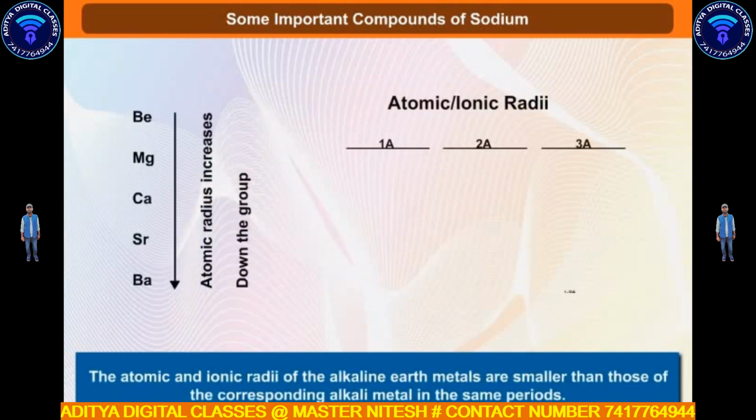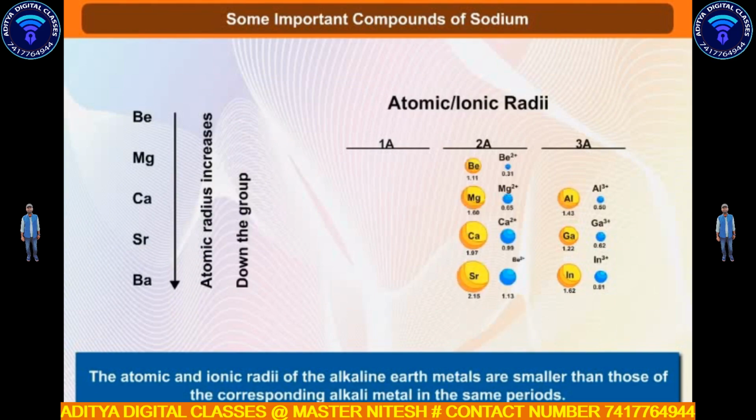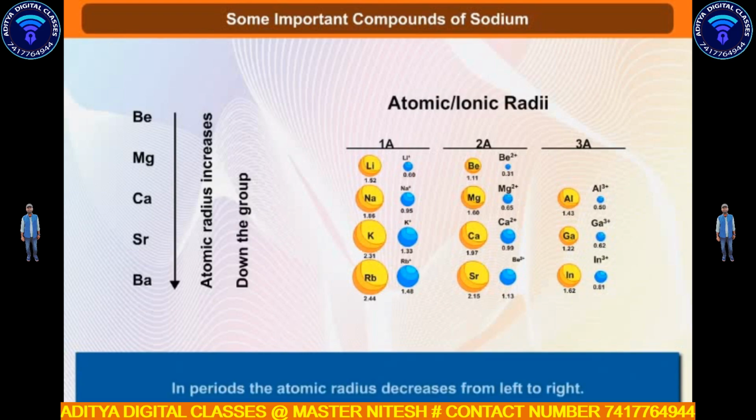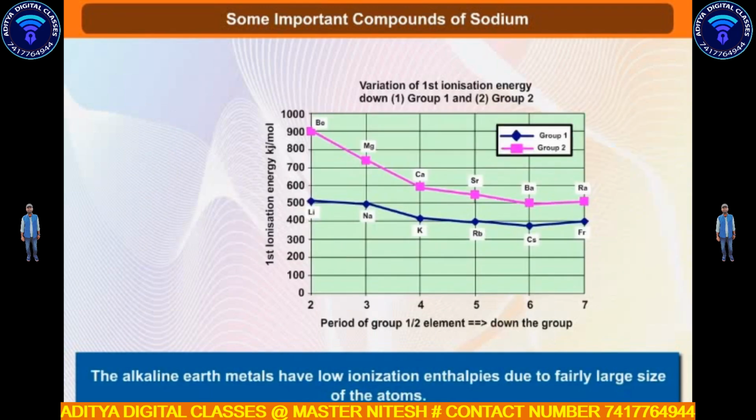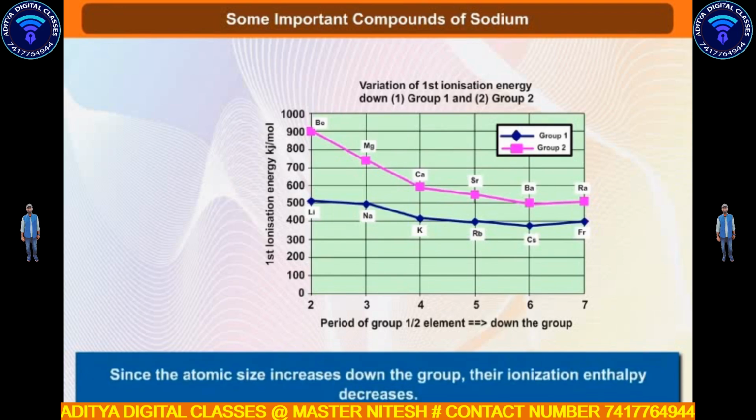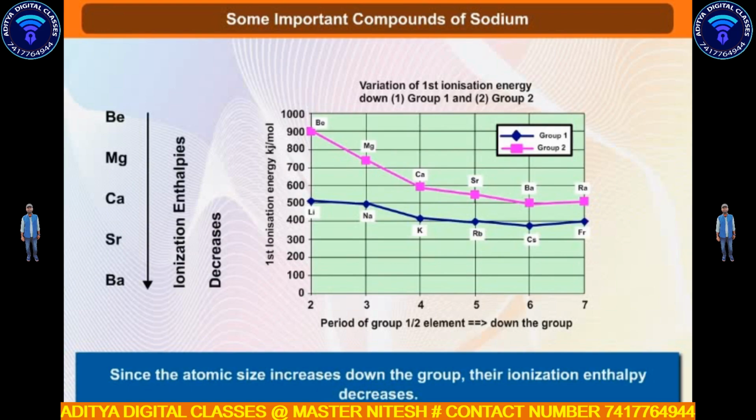The atomic and ionic radii of the alkaline earth metals are smaller than those of the corresponding alkali metals in the same periods. Within the group, the atomic and ionic radii increase with increase in atomic number and decrease from left to right in the same period. The alkaline earth metals have low ionization enthalpies due to fairly large size of the atoms. Since the atomic size increases down the group, their ionization enthalpy decreases.